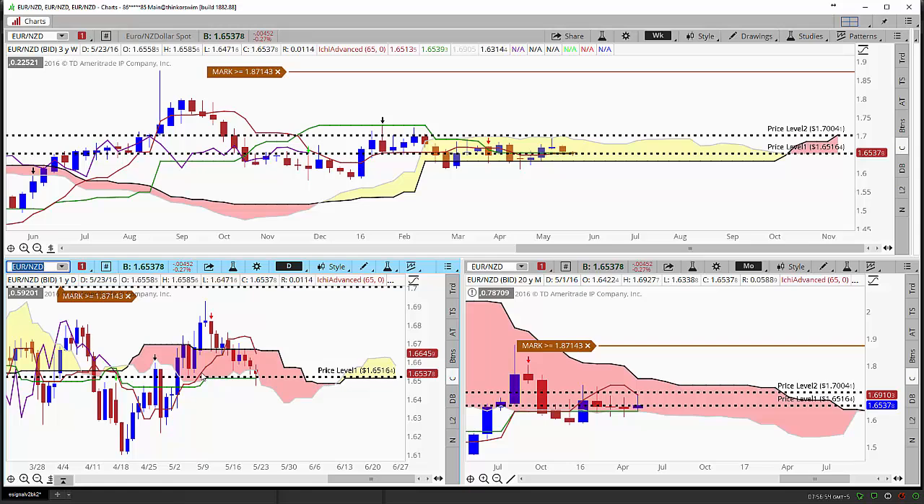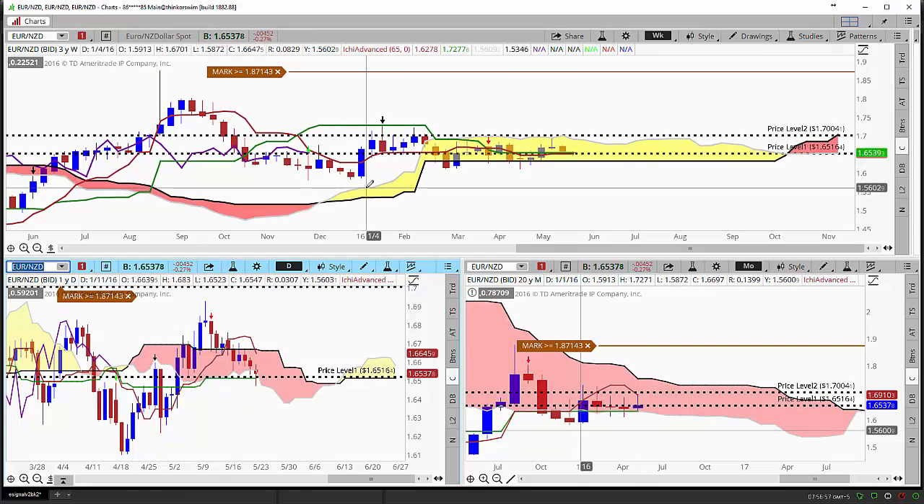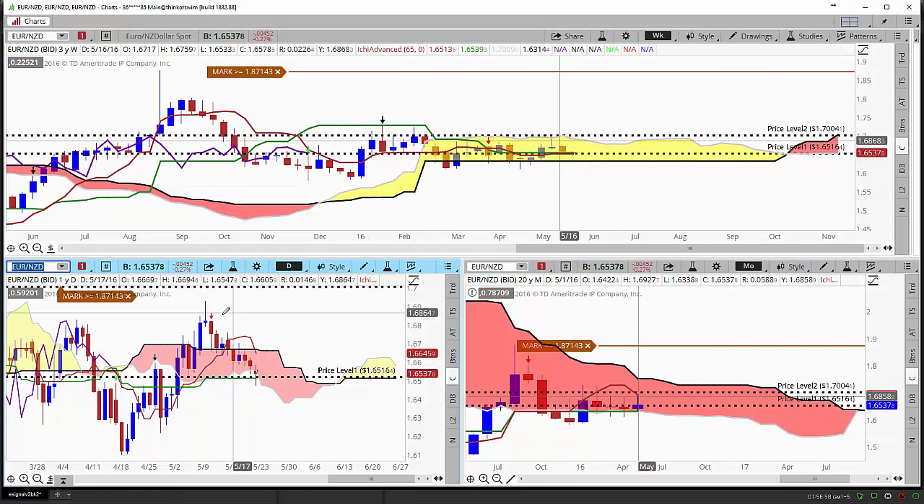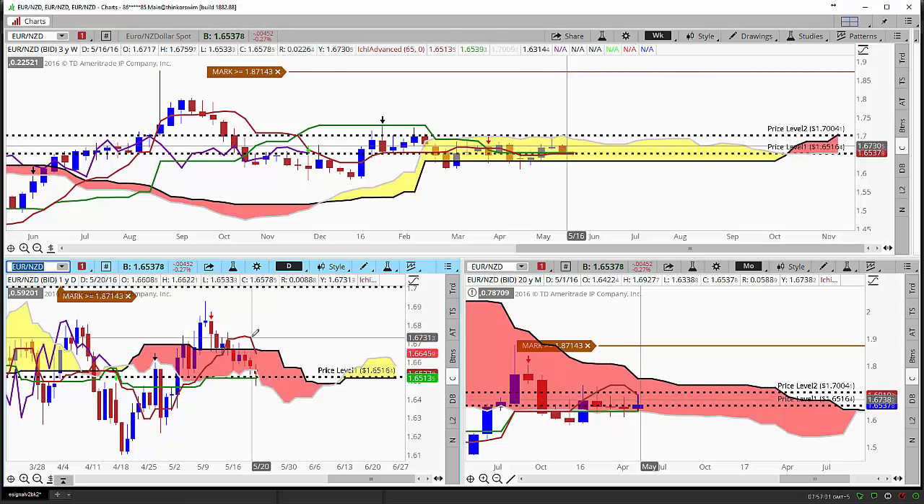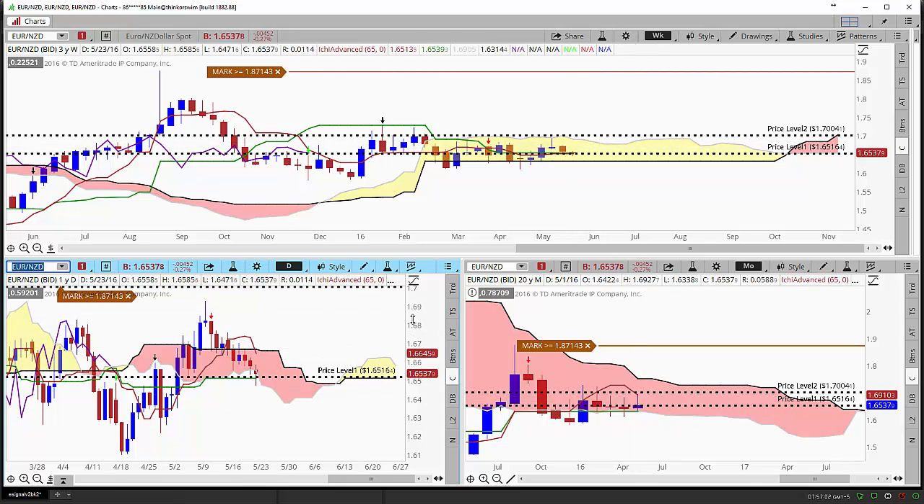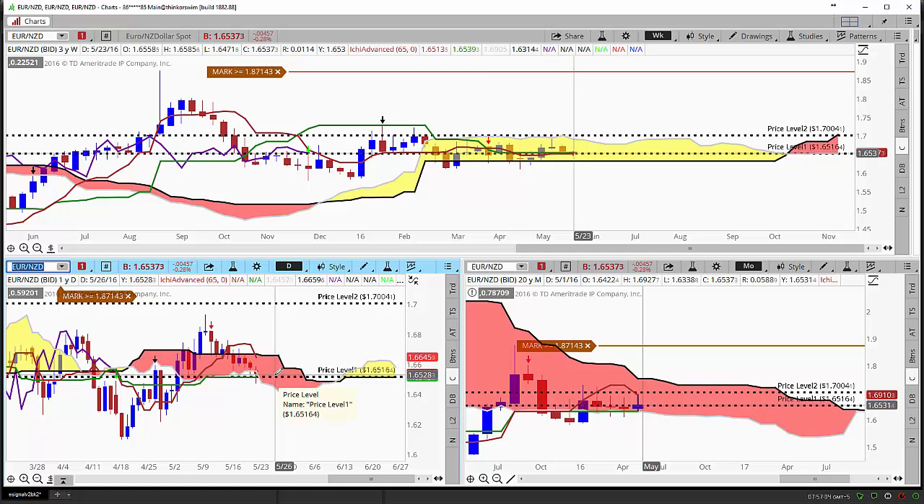Euro New Zealand. Euro New Zealand here is consolidating. It's got a high probability more towards the bullish side here, and that's what the charts are telling us. However, you're at a very critical support right now, 65.16. So it's got to sit there and hold this in order to get through that resistance.